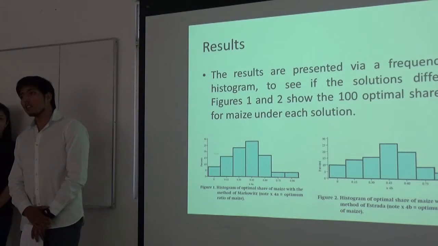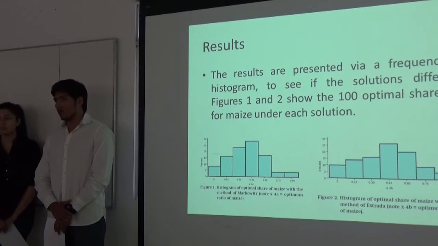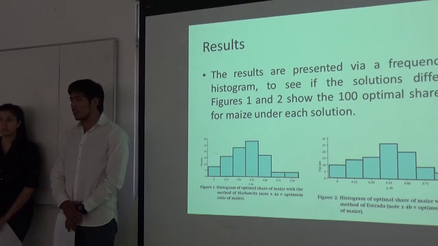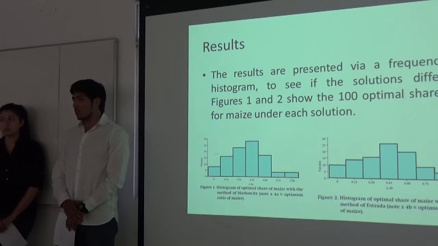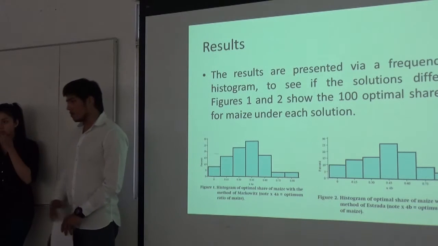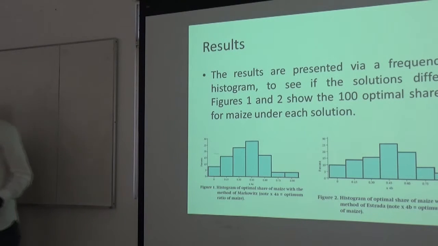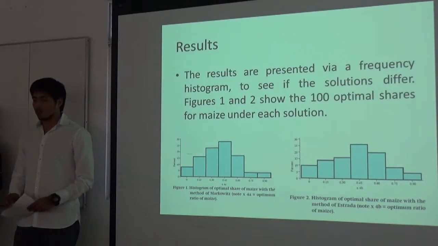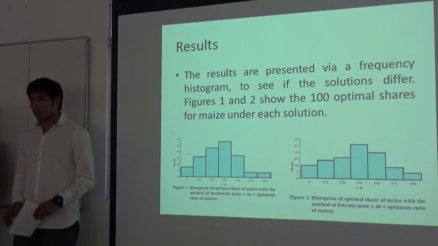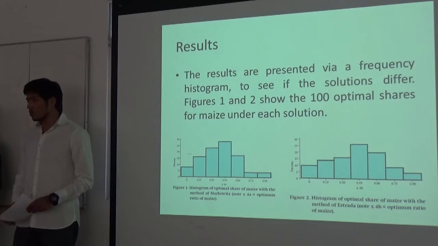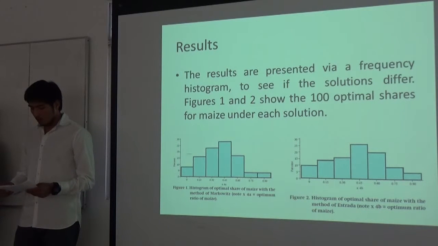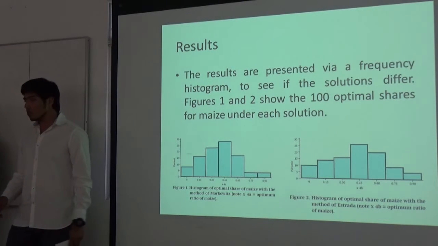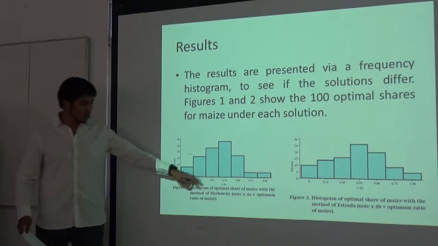The results are presented via frequency histograms to see if the solutions differ. Figures 1 and 2 show the 100 optimal shares for maize under each solution. It is noted that, under the results presented, both methods' solutions match: the optimum share under each approach is 0.45.